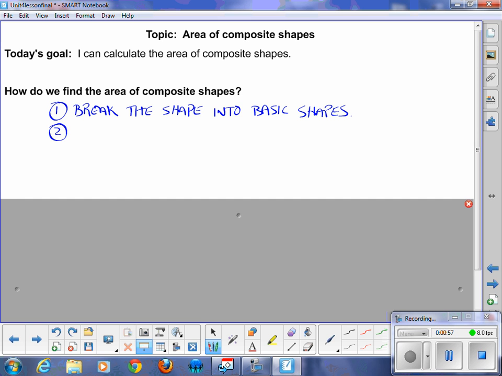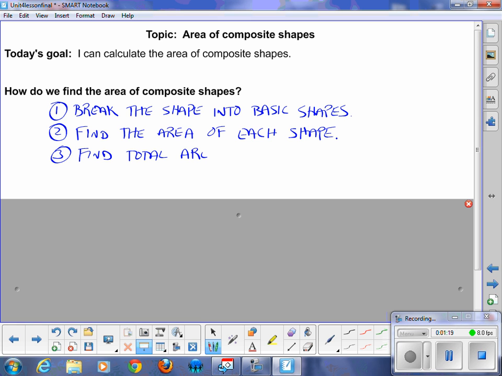Second, find the area of each shape. So we're going to break one shape into two or more shapes. Then we're going to find the area. And then the third step is find total area. So what is total area? That's equal to the area 1 plus area 2 plus however many areas you have.